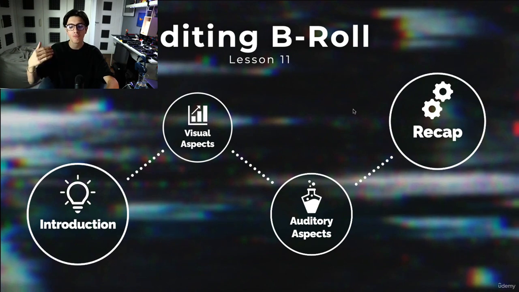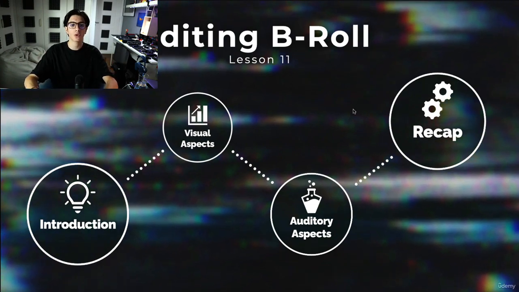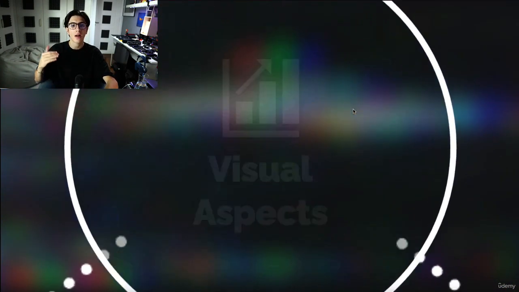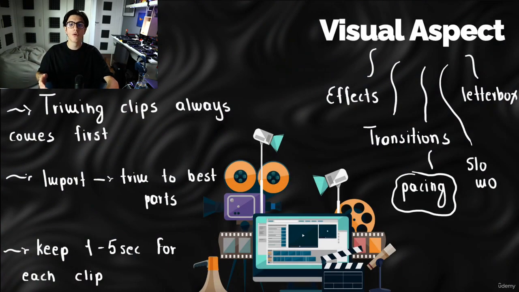So enough with the introduction, let's move to the first subcategory of editing B-roll, which is going to be the visual aspects. As we said before, visual aspects are effects, transitions, letterbox, slow motion, and again, the pacing of your B-roll edit. So we're going to start by analyzing what the correct pacing of a B-roll is. Now, when I'm referring to pacing, I'm referring to the correct trimming of clips.